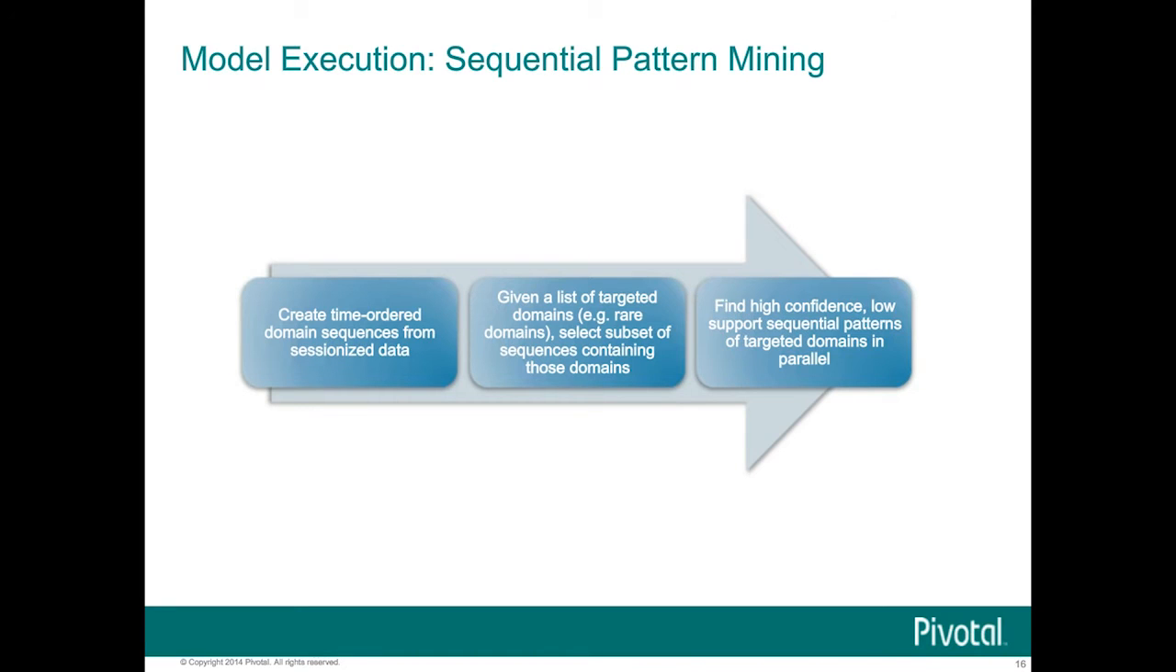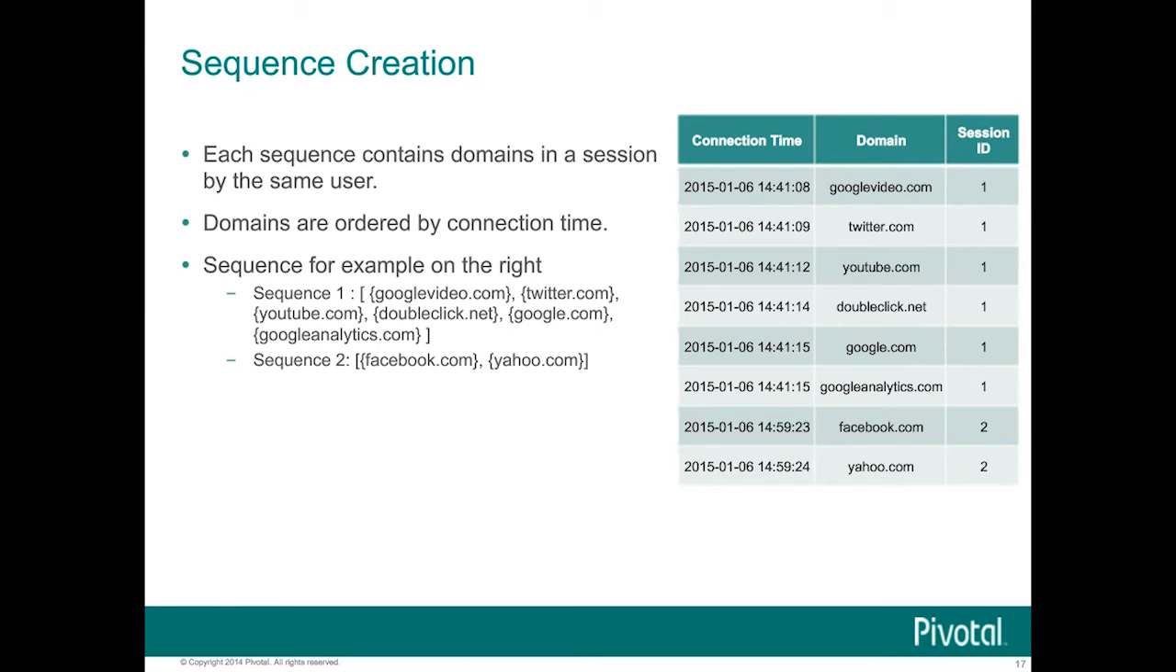So let's go into the details, right? The first step in sequential pattern mining is to create sequences. Each sequence contains domains in a session for a particular user. For example, on the right-hand side, we have the connection records for a particular user. Once we sessionize those records, we can convert those sessions into sequences by grouping the records for a particular user belonging to a particular session, right?